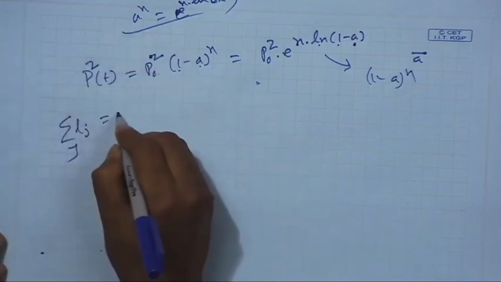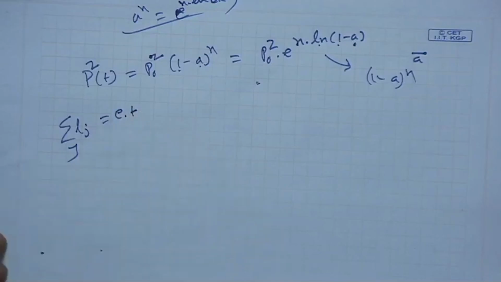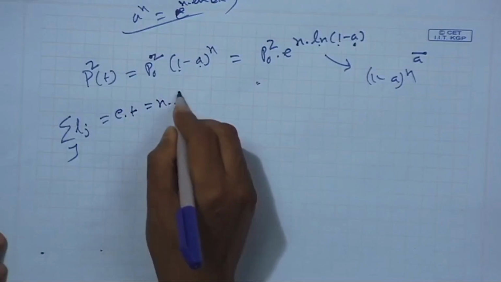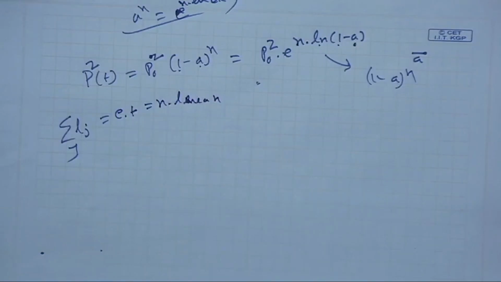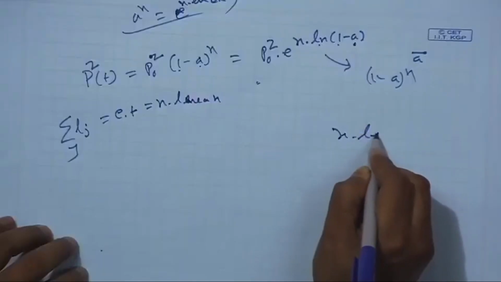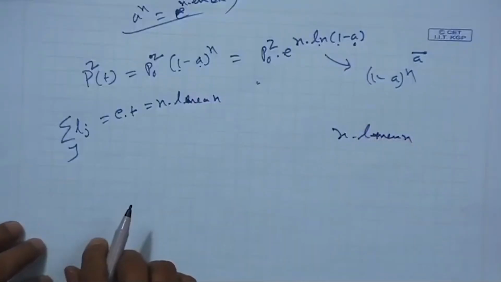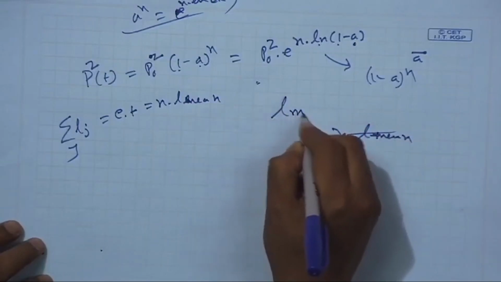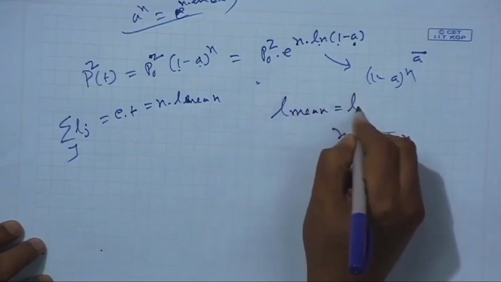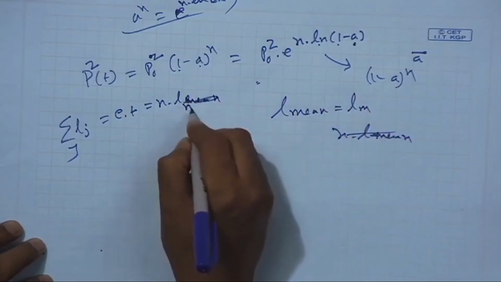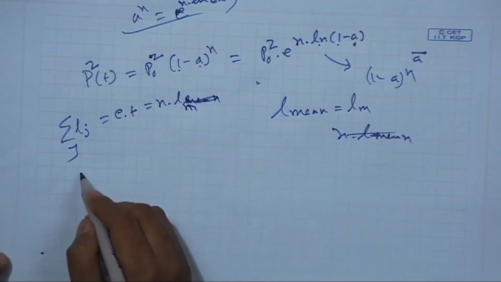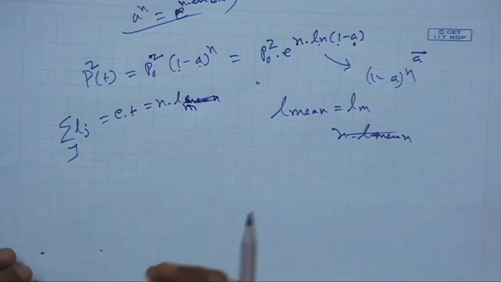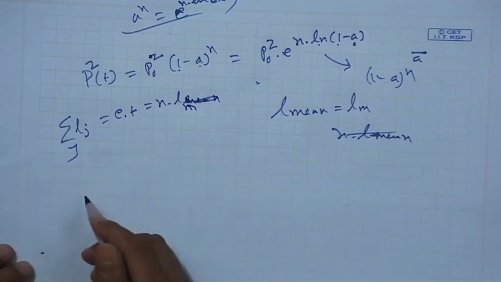So, it is nothing but c into t. It is nothing but n into L mean, where L mean is the average reflection path. If it is reflected n times, then n into L mean, which is nothing but c into t, the total time taken multiplied by c.